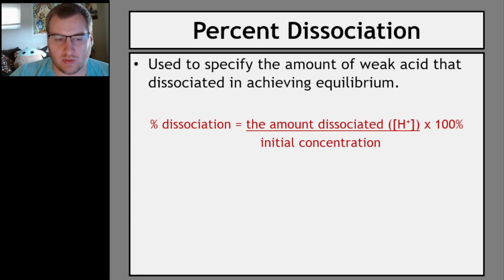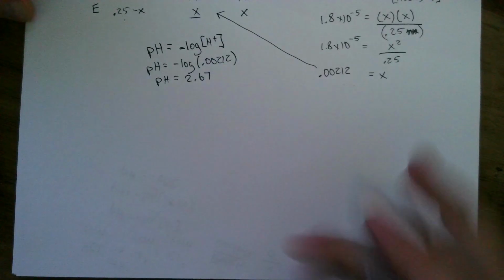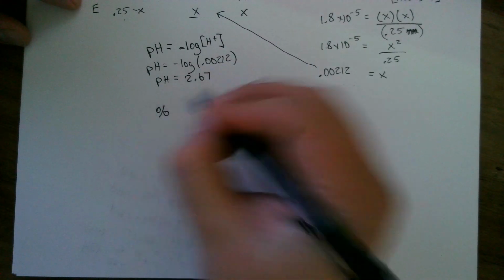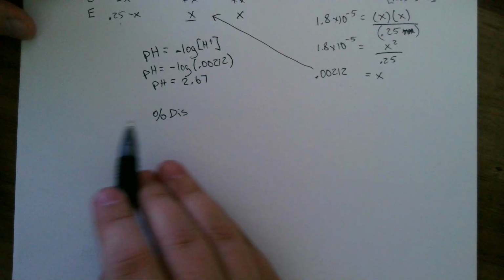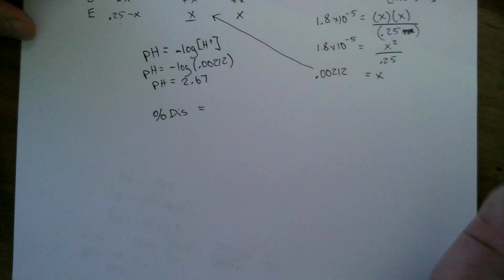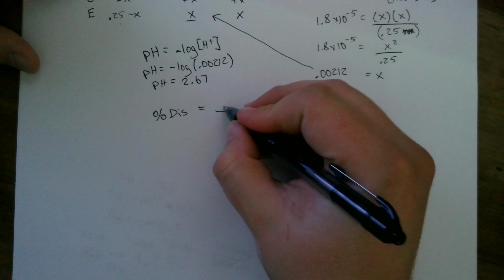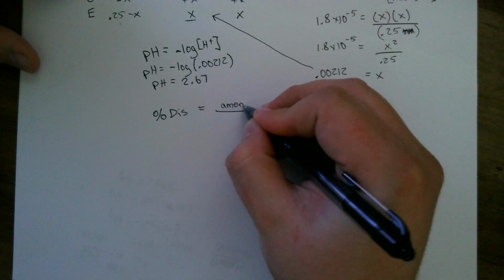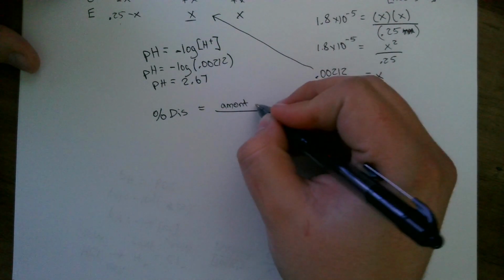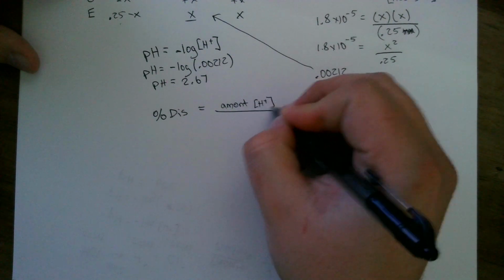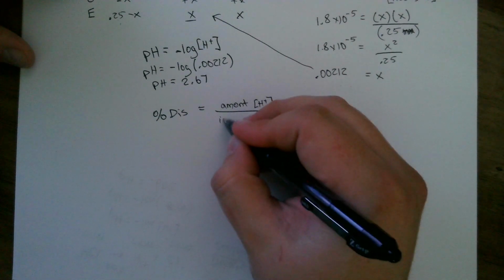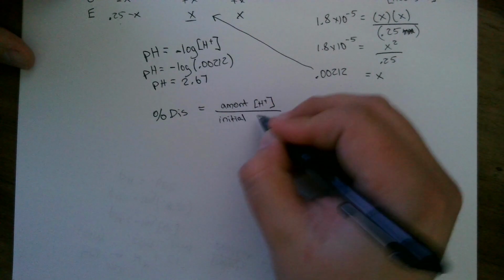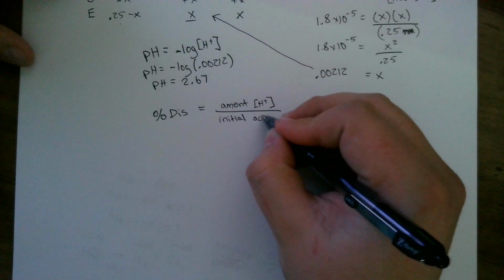Okay, so just real quick, if you didn't get that formula all the way, that's fine. Just hang on a second. I like to write just percent dis. Dissociation is a long word, and I'll know what you mean. It equals the amount dissociated. That's how you spell amount. Amount of H plus divided by the initial concentration of acid.